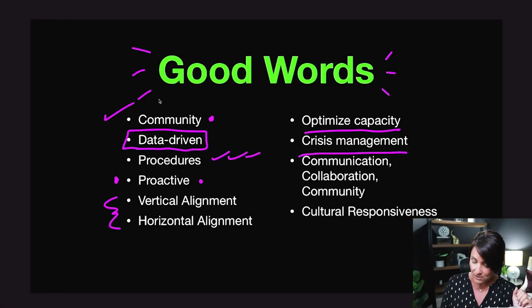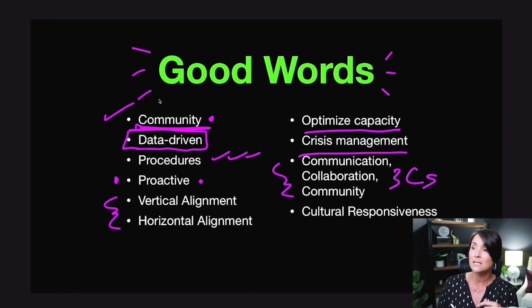And then the 3 C's, what I like to call the 3 C's: communication, collaboration, and community. Now, I know I talked about community here, but I want to talk about it in context here. First of all, communication, we want to be sure that we are communicating effectively with the entire district. Now, this is way easier said than done.